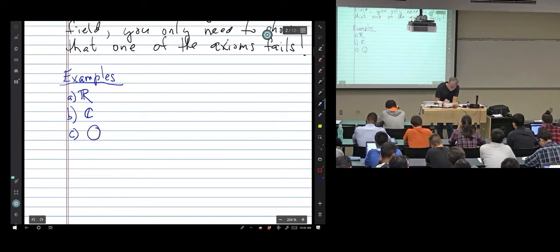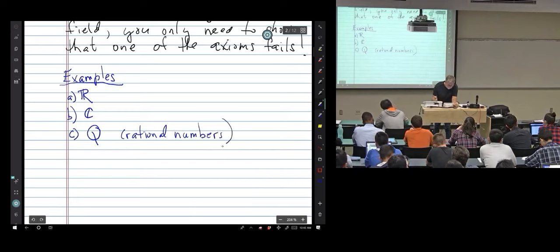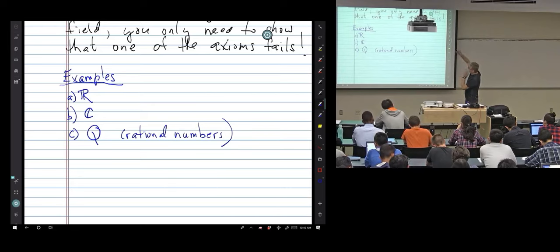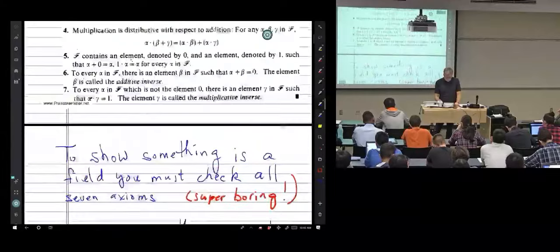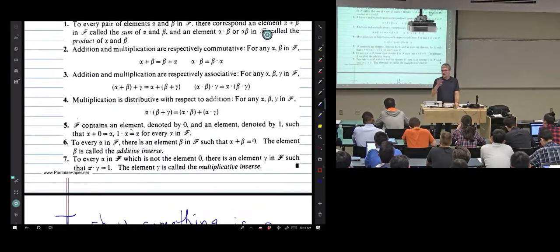Another set, the rational numbers. Okay, so we could go through and check every single one of the axioms, but we won't, okay? You can go through at home and just have your friend pick a random number between 1 and 7 and you check it, okay? And if that works, you're good.